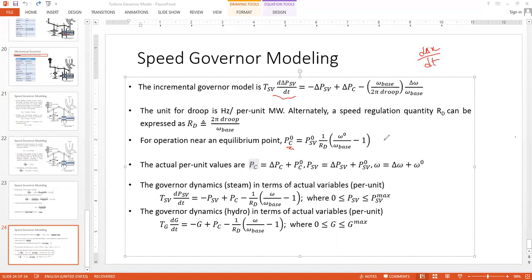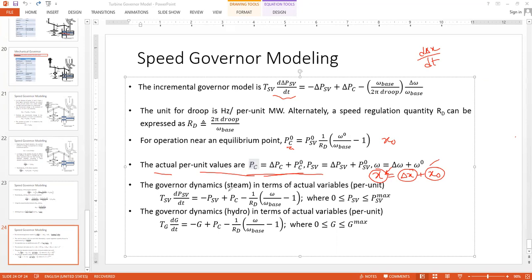This is in terms of x naught, and this is in terms of x, where x is equal to del x plus x0. So this is the non-linear variable. You can also say non-linear variable. This is the linearized variable. This is the initial operating point. So this is the actual representation of the variables. PC is equal to del PC plus PC naught. PSV equals del PSV plus PSV naught, and so on.